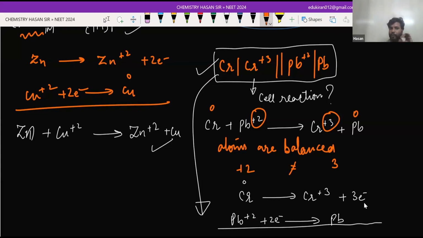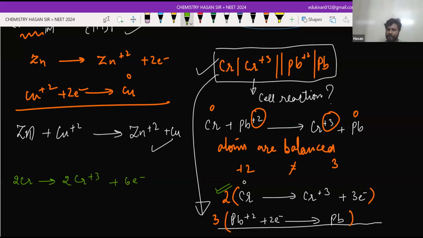So in this case, I told you when you have an unequal number of electrons, you are going to multiply this with 2 and you are going to multiply this with 3. The number of electrons, opposite. Cross, 6. You are going to do it crosswise and write a new equation, like 2Cr. This 2 will be multiplied in the whole equation. So it becomes 2Cr plus 3 and 6 electrons here. And here the 3 will be multiplied in the whole equation. So 3Pb plus 2 plus 6 electrons gives 3Pb.